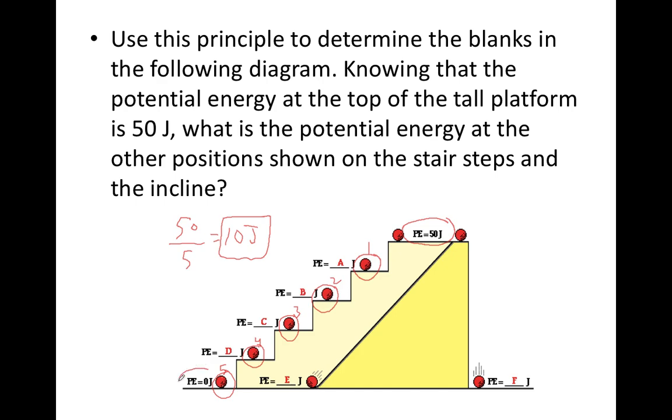So it's 0 at the ground because it's on the ground. So at position D it would be 10. At C it would be 20. At B it would be 30. And at A it would be 40. And then at the top it's 50.